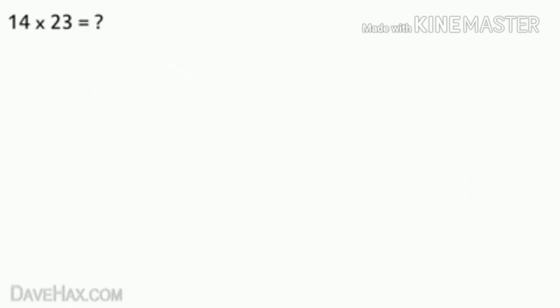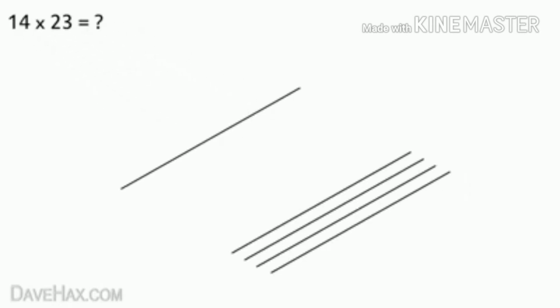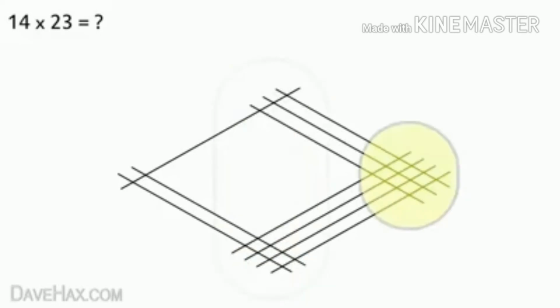So draw out the pattern. 1, 1, 2, 3, 4. 2, and 1, 2, 3. Mark out our zones, and now let's count the dots. Starting from the right, we have 1, 2, 3, 4, 5, 6, 7, 8, 9, 10, 11, 12. So we'll write 12 up here.